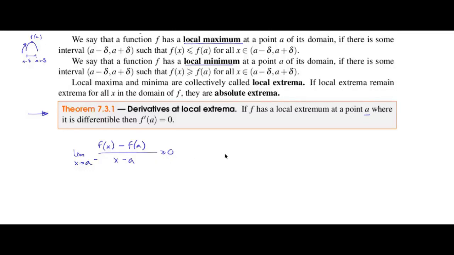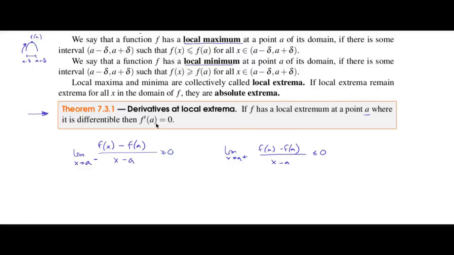Now if we approach the maximum from the right, the limit of this quotient now has a numerator that is negative or equal to 0, and the denominator is positive now. So now this quotient is smaller or equal than 0, right?